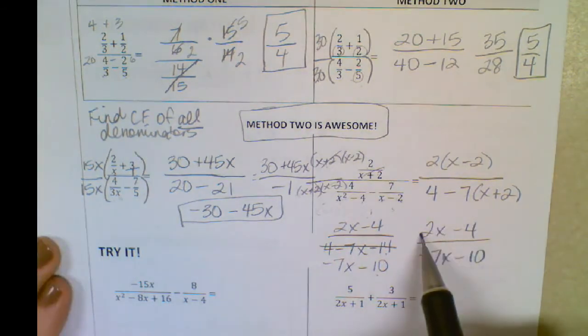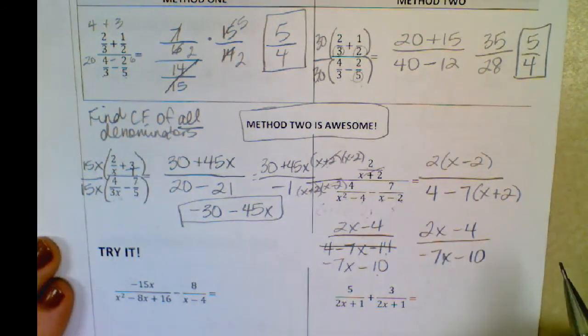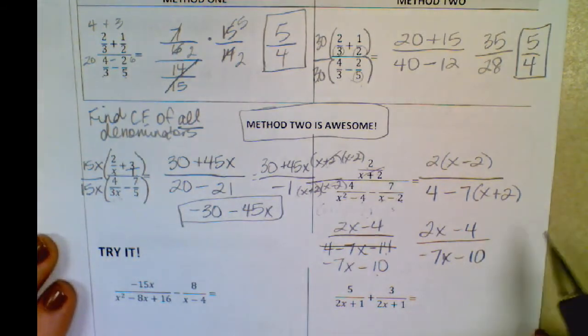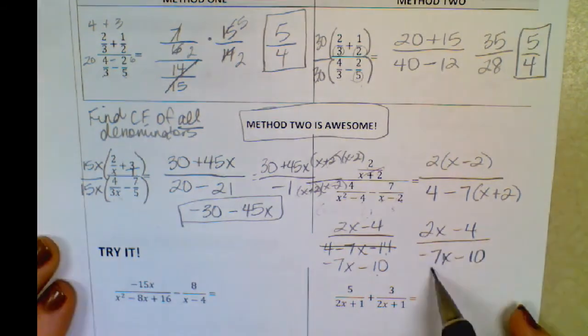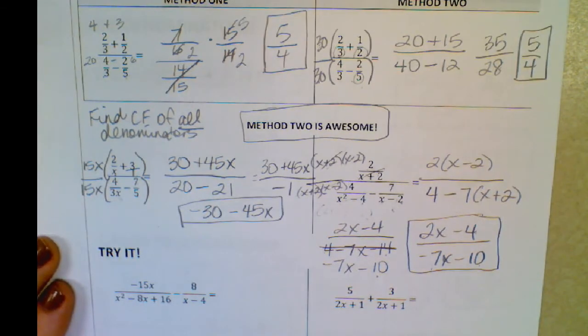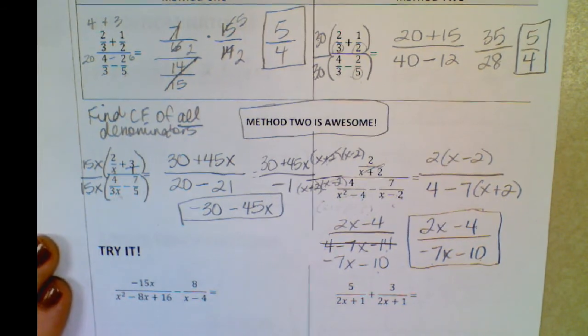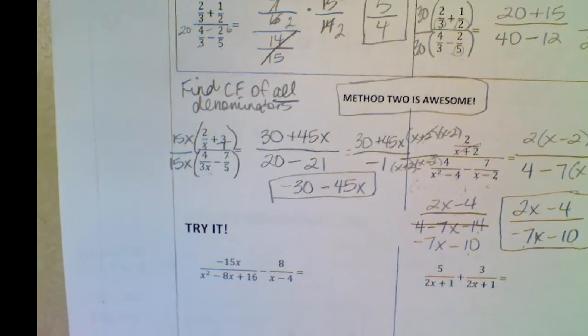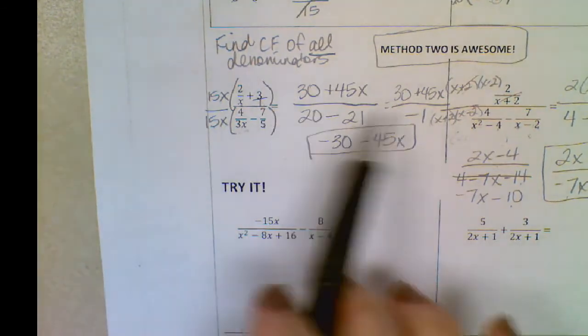I could factor a 2 out of here. So you could also write it as 2 times x minus 2. That would be fine. But a 2 doesn't cancel out of all 4 terms. So I can actually leave it like that as well. Done. So much simpler. Okay, so the key is to factor things first, and then that will be easier for you to use that method too.